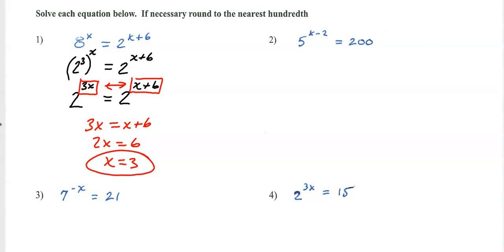Over here to number 2, I don't think that I can rewrite 200 with a base of 5. I think it just blows from 125 to 625. So I'm not going to be able to do my bases. So what I'm going to do here is take the log of both sides. I'm going to do the log of 5 to the x minus 2, and the log of 200. And I'm going to use the power property: when I have this exponent up top, I'm going to yank it out and bring it to the front. So this is the power property.